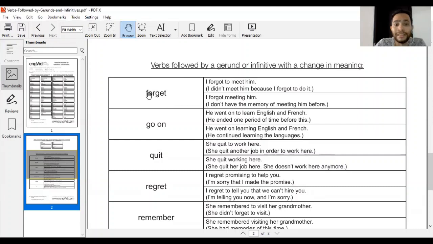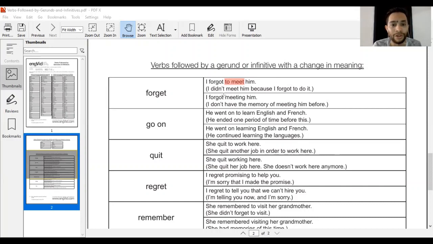The first verb is forget. Forget can be used with infinitive, with to, and with ing, both. But they have different meanings, right? So when you use forget with infinitive, like in the example, I forgot to meet him, what it means is that in this case, I didn't meet him because I forgot to do it. I mean, the action of meeting him never happened.